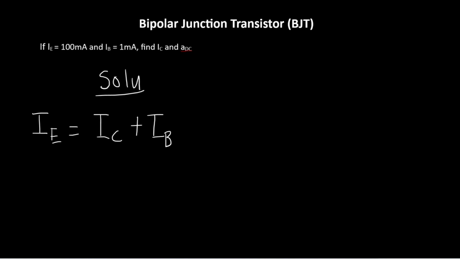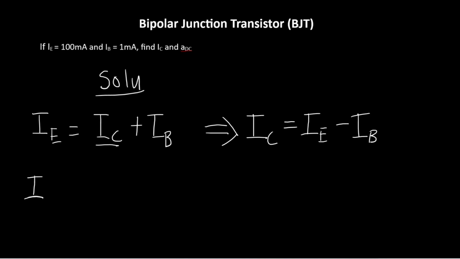Okay, now we are asked to get IC. So we will write our equation, making IC the subject of our formula. IC is equal to IE minus IB. So we can now input our values.